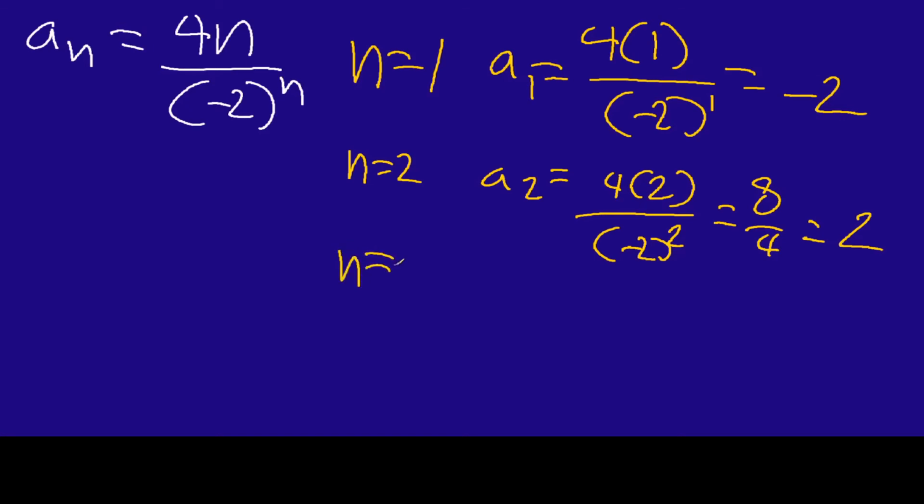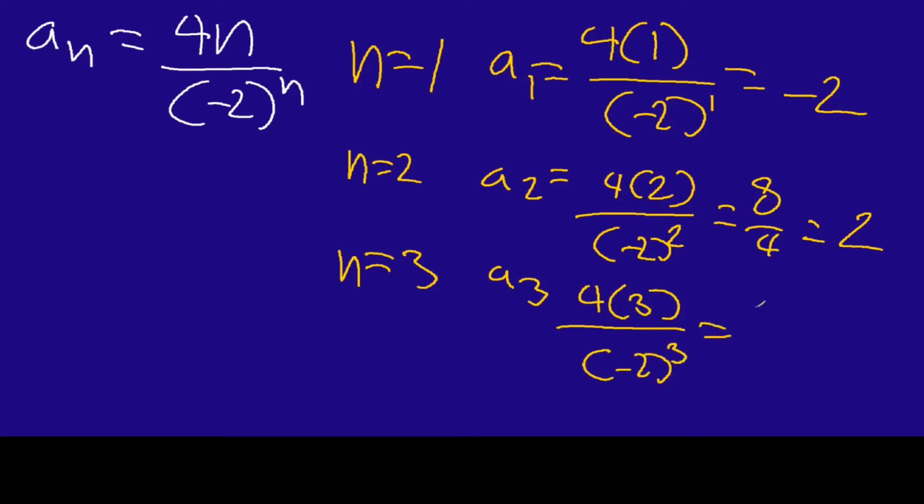Let's do n equals 3. Now my term is a_3. So I've got 4 times 3, and then (-2) to the third power. At first I get 12 over -8. So I get 12 over -8 like that, and I end up with the final answer of -3 over 2.